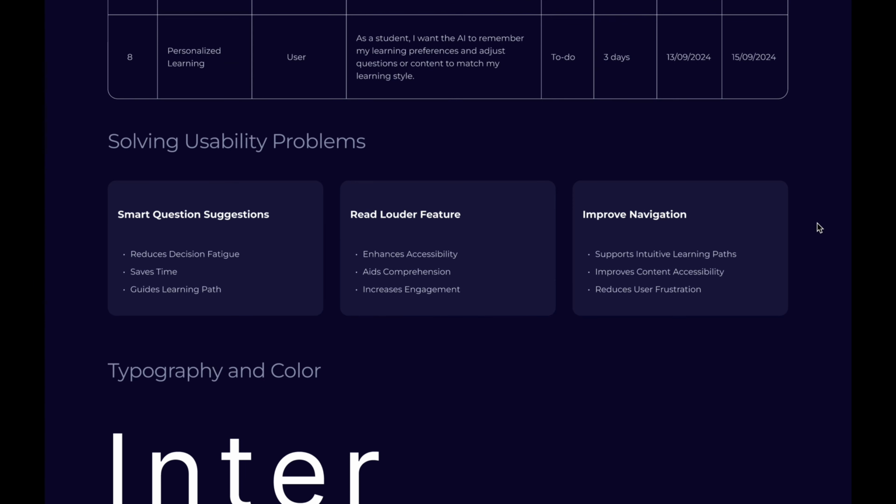Solving usability problems. Based on research and user stories, we focus on three main solutions. The first is smart question suggestions, which reduce decision fatigue, save time, and guide the learning path. Second, the read aloud feature, which enhances accessibility, aids comprehension, and increases engagement. The last is improved navigation, which supports intuitive learning paths, improves content accessibility, and reduces user rejection.